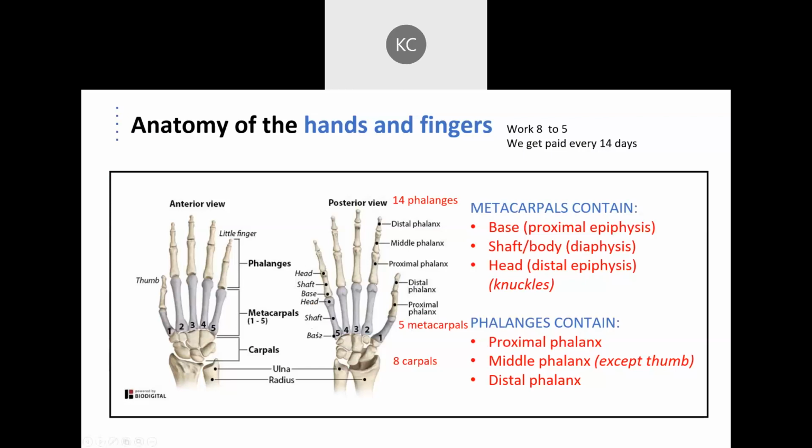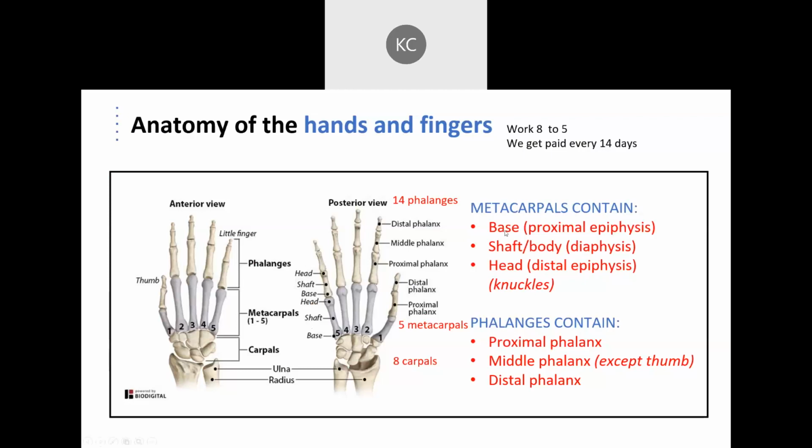And so we have 1, 2, 3, 4, and 5. The first one corresponds to the thumb. So the thumb is the first digit, and then the index finger is the second, middle finger is the third, ring finger is the fourth, and then our pinky finger is associated with the fifth. So you can see 1, 2, 3, 4, and 5. This is that middle row of bones that runs along the palm of your hand.